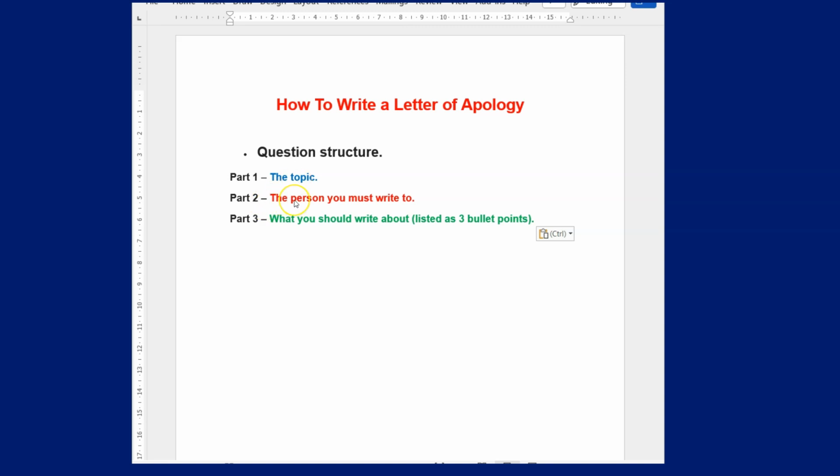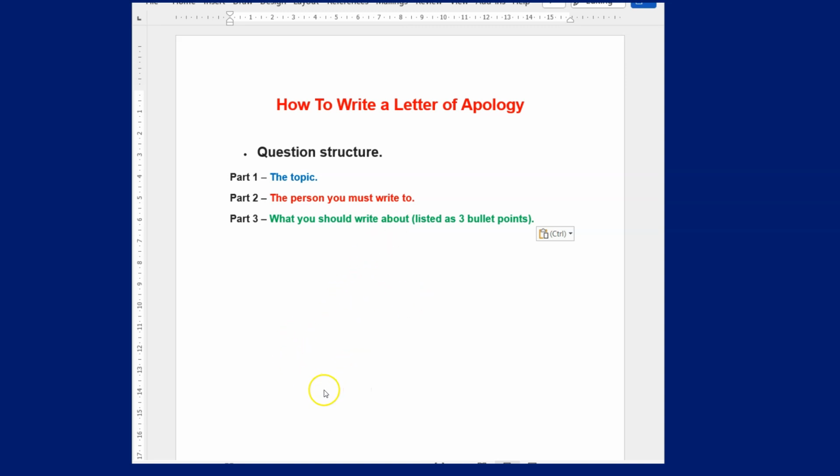And the second part will be the person you are going to write to. And the third part will be what you should write about. So it has been listed as 3 different bullet points. So you have a topic, then you have who you're going to write to, then you have the bullet points stating what you should write about.